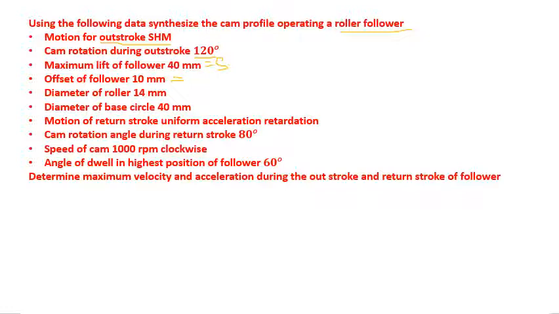Okay. Next, diameter of the roller. Since the type of follower is a roller follower, they need to give the diameter of the roller. So the diameter of the roller follower is 14 mm. Next, diameter of the base circle. So it is 40 mm. Base circle is the smallest circle which decides the shape of the cam, right? So the diameter of the base circle is given, which is 40 mm.